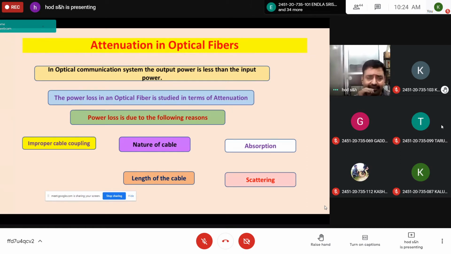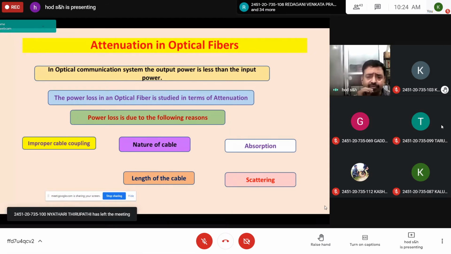So the light gets scattered because of the inherent property of the light wave. These are the main reasons that power loss or attenuation occurs in an optical fiber communication system. Attenuation is when the output power is not the same as the input power, but less than the input power. This is called power loss, and it is expressed in terms of attenuation.